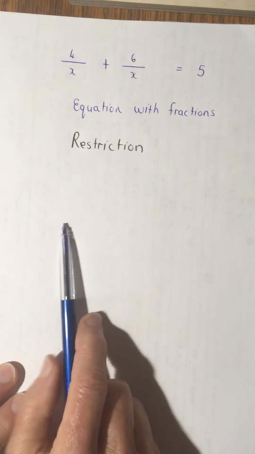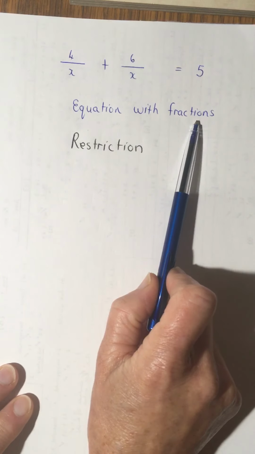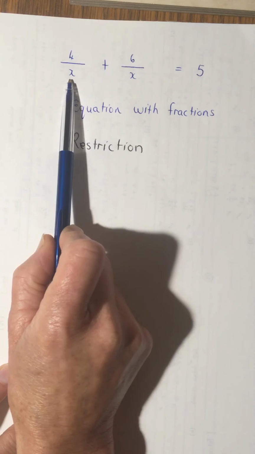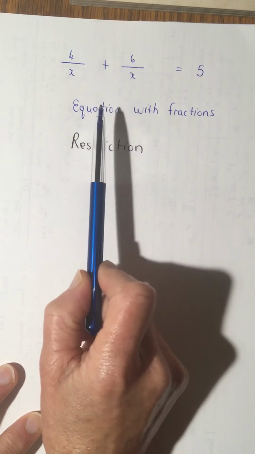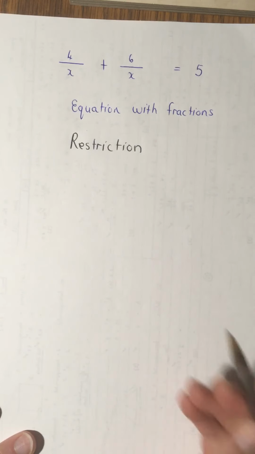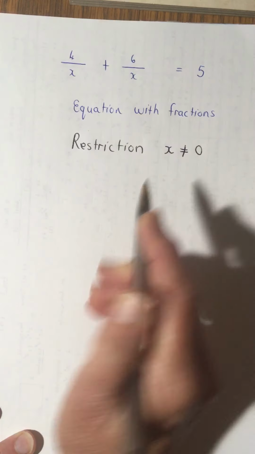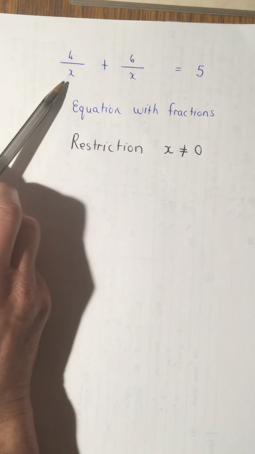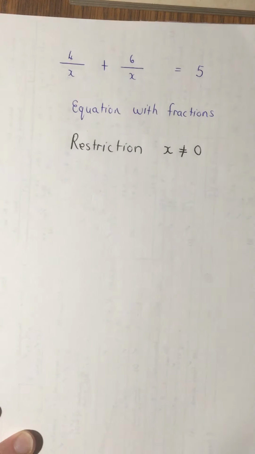We have to solve here an equation with fractions. In this case, we have a variable x in the denominator. Therefore, there will be a restriction on the possible values of x. As a solution, we may not have x equal to 0, because if x is 0, then we will divide by 0, and that's not allowed.